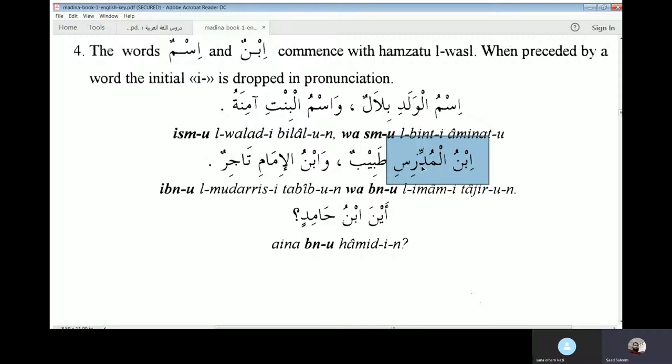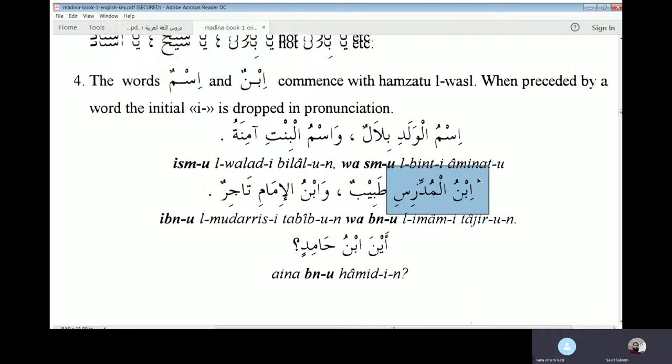One question: ibnul mudarrisi, what is mudaf ilayhi, what is mudaf in this? Ibn al-Mudarrisi, it's the teacher's son. So the son is the first word. Who's the possessor here? Mudaf is the first word. The teacher.